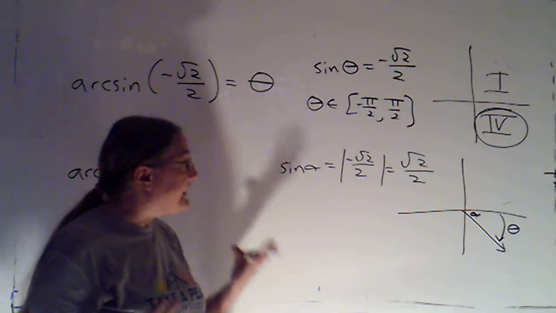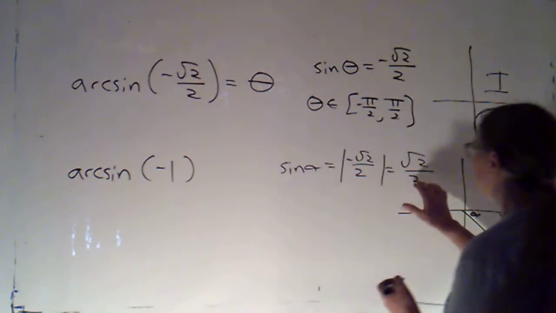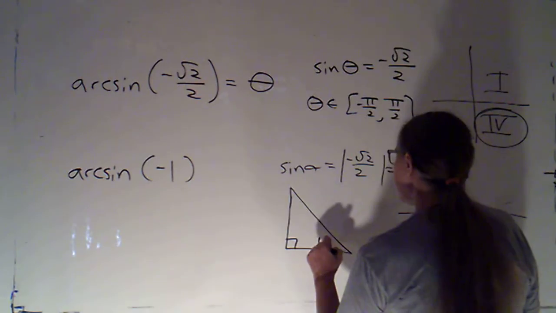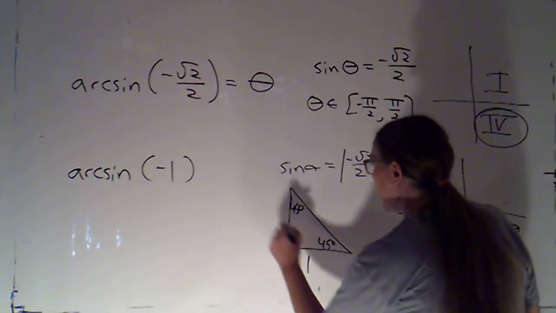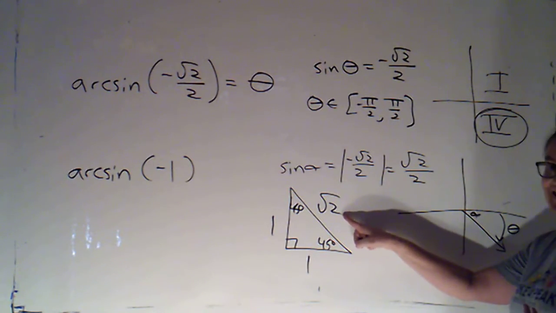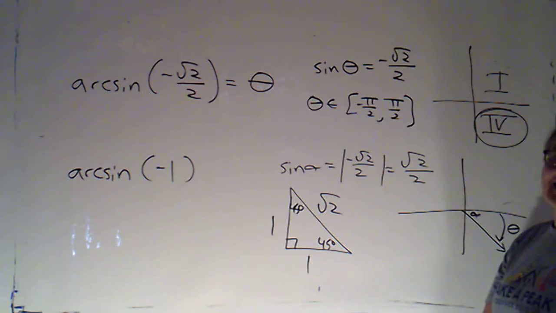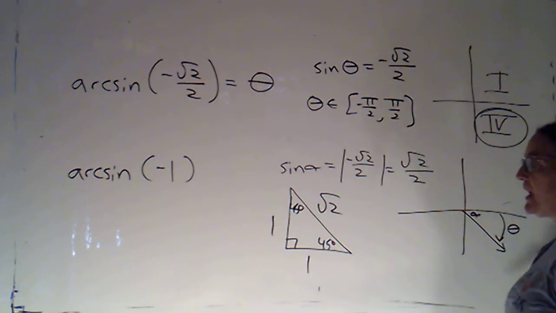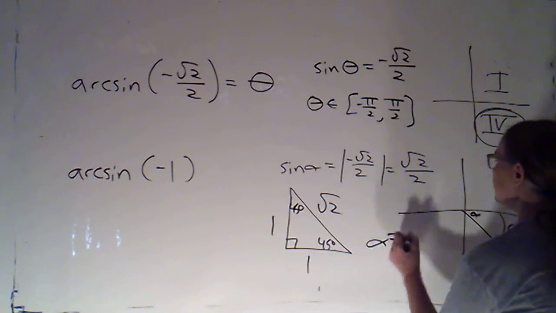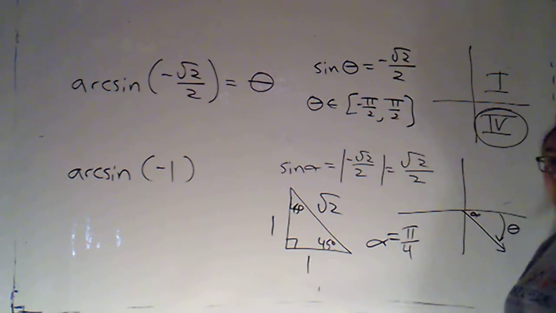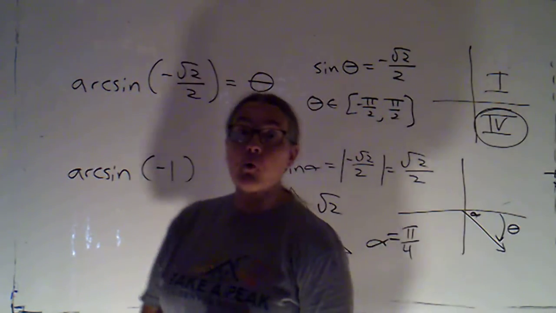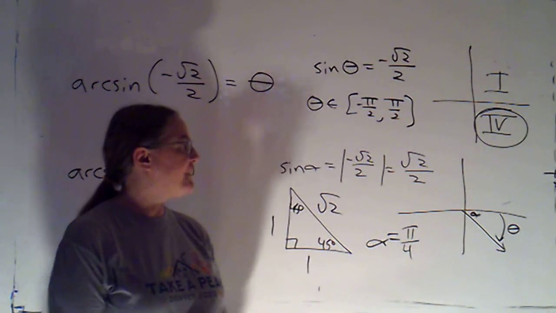So then I say, well, what is the acute angle that has a sine of root 2 over 2? I go to my 45-45-90 triangle, and I can see that sine is 1 over root 2, and I've rationalized that enough that I recognize that that's going to give me root 2 over 2. So in degrees it would be 45, but that means in radians it's pi over 4. Okay, so I'm looking at an angle in quadrant 4. Its reference angle is pi over 4.